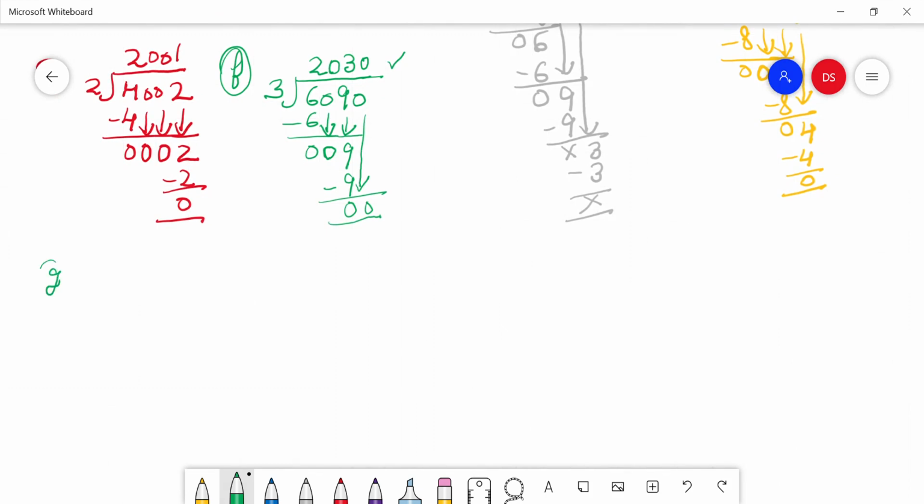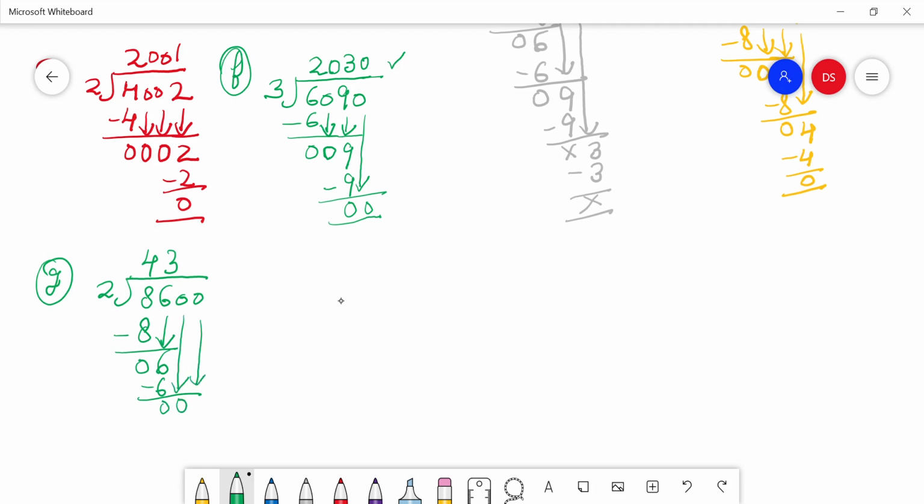Now we will do G part of question number 1. Here the sum is 8600 and we have to divide it by 2. 2 fours are 8. 8 minus 8 is 0. Take 6 down. 2 threes are 6. 6 minus 6 is 0. Next numbers are 0 and 0. So we will write zeros on the quotient place. The answer is 4300.